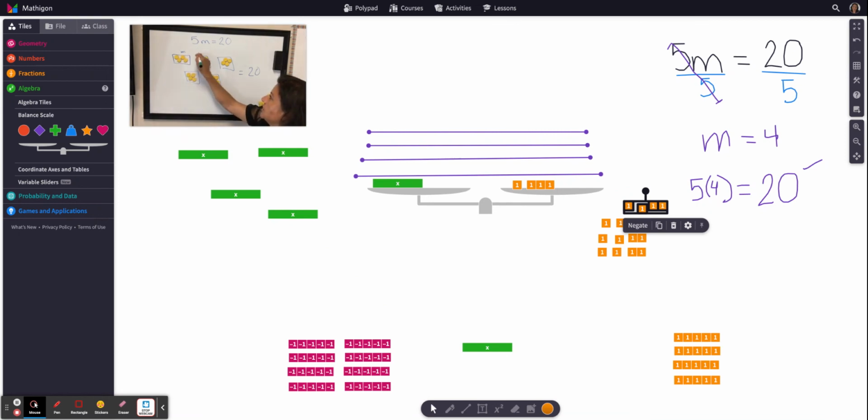Okay? And the answer is whatever 1m is equal to. Each one of these boxes was representing an m. Therefore, 1m is equal to 4. That means each box would have to have 4 of these counters in order for me to have a total of 20.